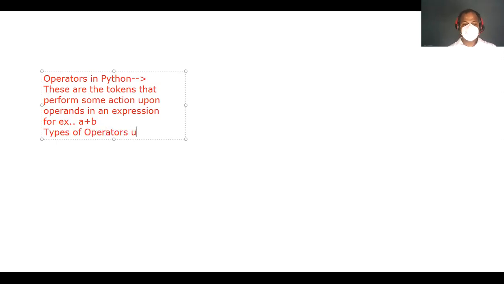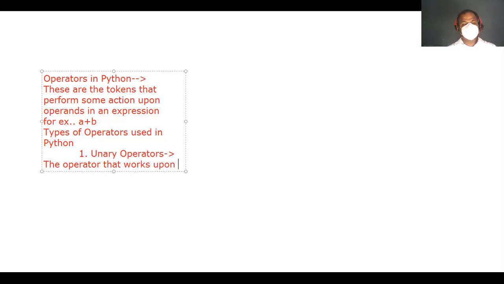Types of operators used in Python. Let's see. Let me write the first one, that is unary operators. As the name suggests, students, unary means one. So the operator that works upon one operand is known as unary operator.